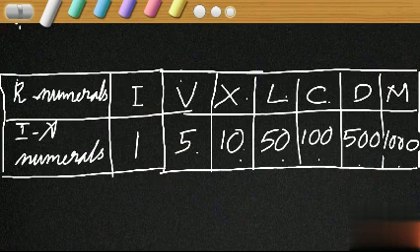After that, in the coming class, we are going to learn some rules for writing the Roman numerals. Without knowing those rules, you won't be able to convert an Indian number to a Roman number or a Roman number to an Indian number. So you should be thorough with certain rules that are going to be discussed in the coming class.